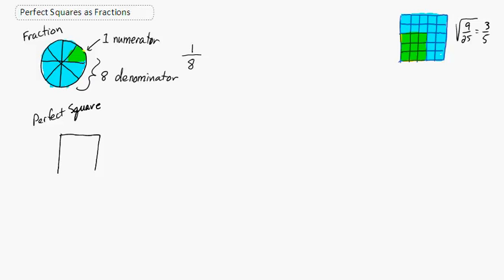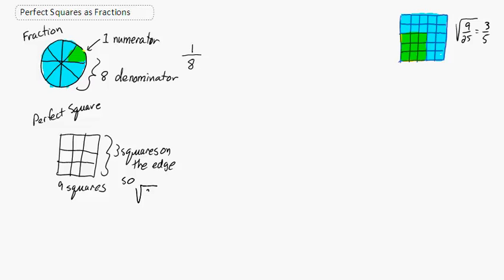Well, now let's look at perfect squares. Here is a square which has 9 tiles on it, and it has a side of 3 squares on the edge, so that's where we get that the square root of 9 is 3. We can also use this to draw a fraction. Let's take a different one, however.